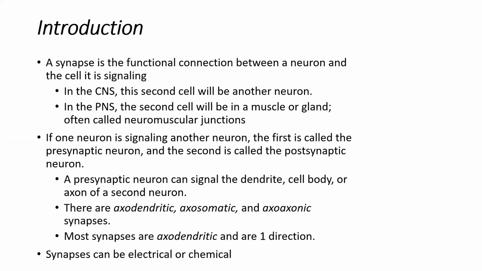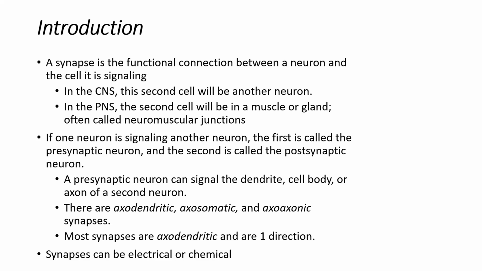So what is a synapse? A synapse is a functional connection. So it's an area of functional connection between a neuron and another cell that it's signaling. Now, this other cell could be another neuron, and we call this a traditional neuron-to-neuron synapse. But the other cell could also be another type of cell. It can be a muscle cell, be it skeletal muscle, smooth muscle, cardiac muscle, or it can be a glandular cell, which is really an epithelial cell.